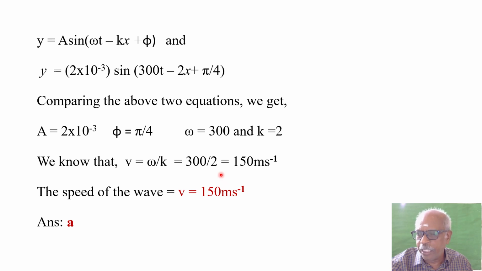You just compare the equation, find the values, and substitute them in the formula for the velocity of the wave, v = ω/k. You just get the answer 150 meter per second. So the speed of the wave v is equal to 150 m s^-1. Option A is the right answer for this question.